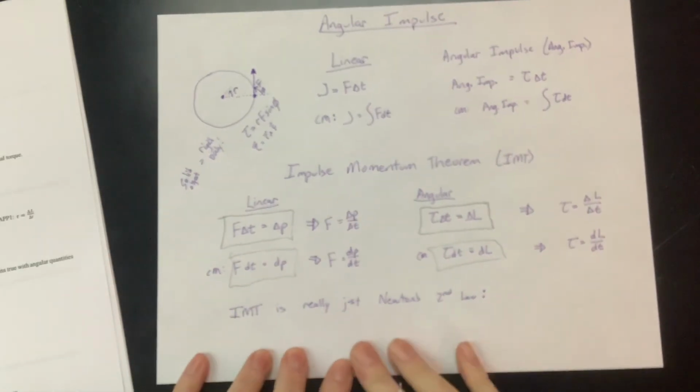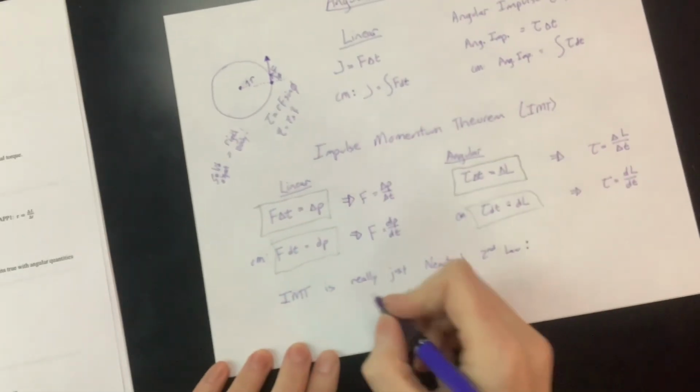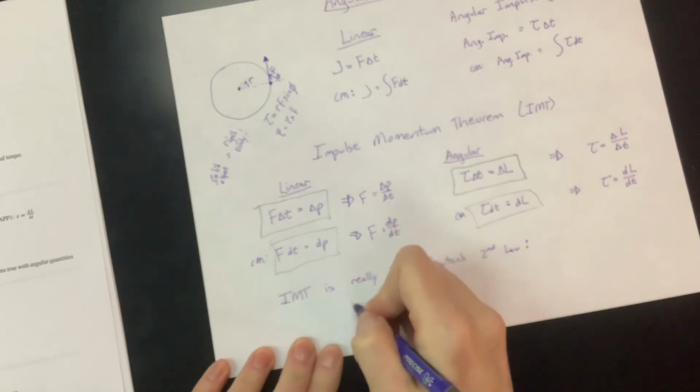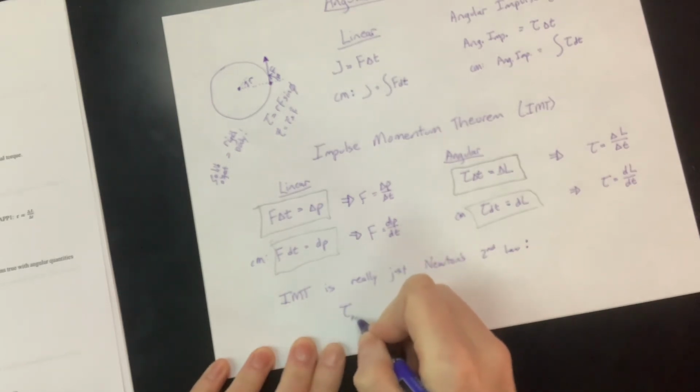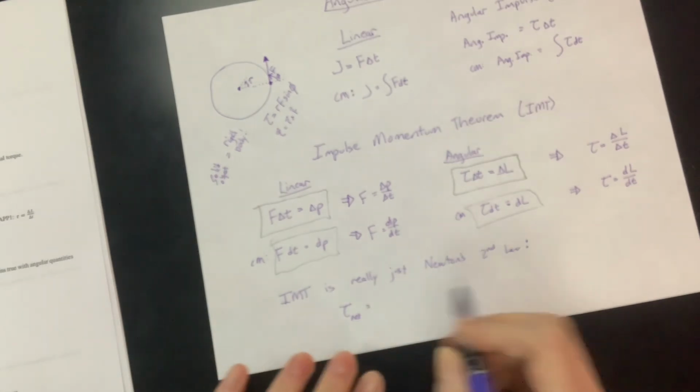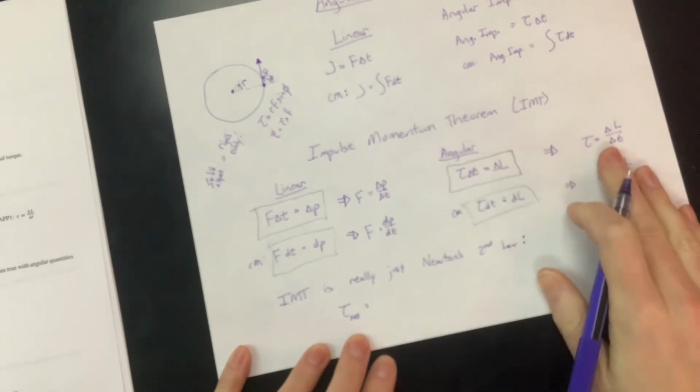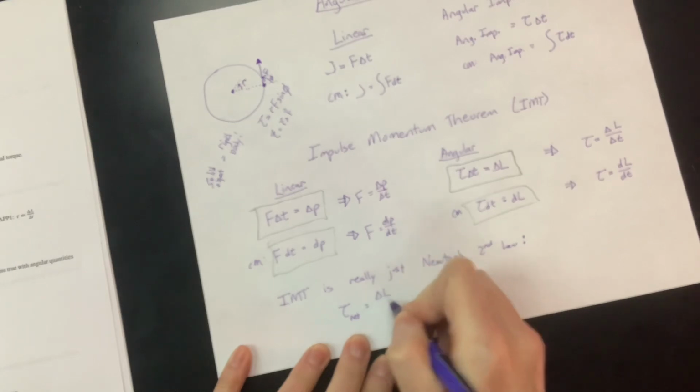So let's see how IMT is really just Newton's second law. And we'll just look at maybe just one of them, and you can see the difference between the two. So let's say we're looking at the net torque, okay? Well, according to this up here, that's going to be the change in angular momentum. This is always the net torque here, by the way.